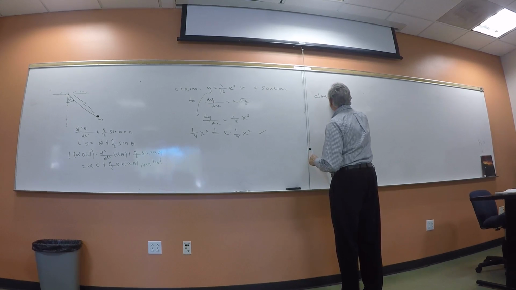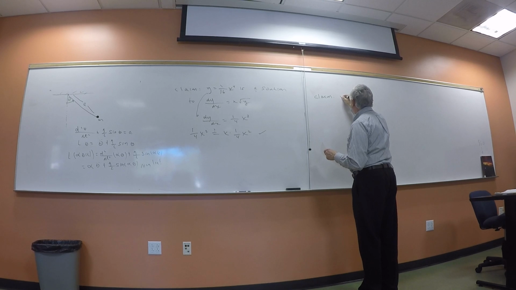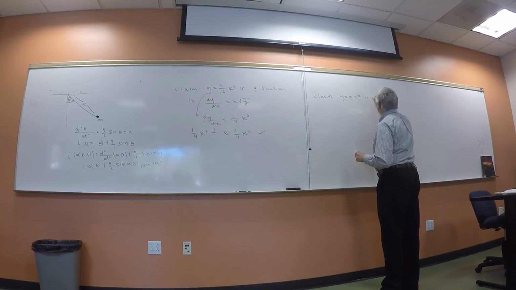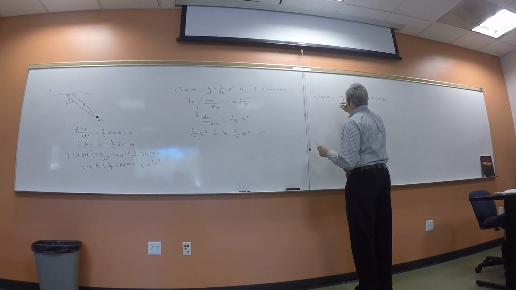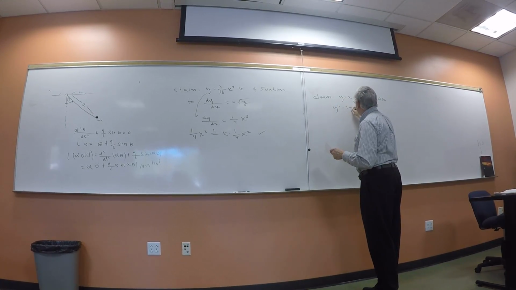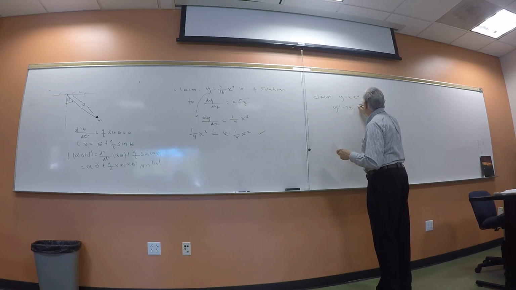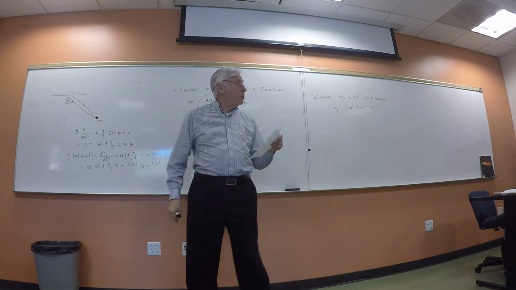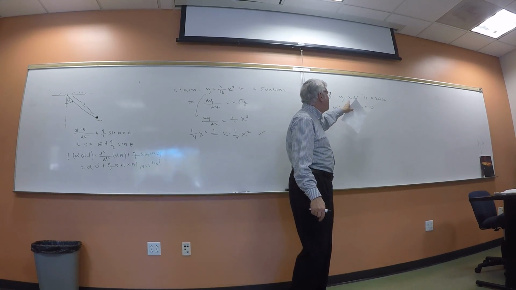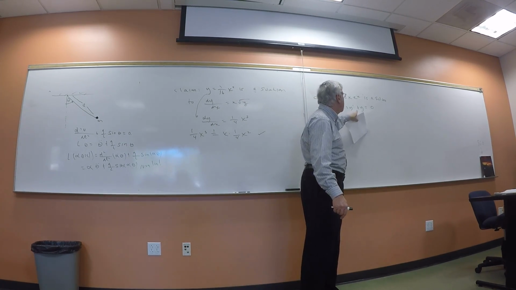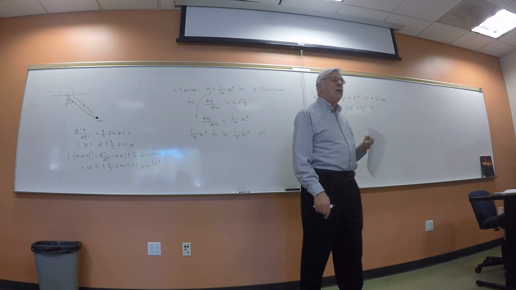Okay. Here's another one. Claim: y equals x e^x is, again, a solution to y double prime, or the second derivative of y with respect to x, minus 2y prime plus y equals 0. Okay, so I'm saying basically, I claim that the function x e^x is a solution to y double prime minus 2y prime plus y equals 0. Question?